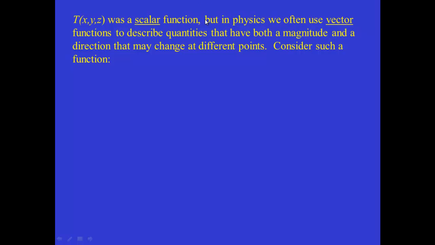But in physics we often use vector functions to describe quantities that have not only a magnitude at different points in space, but also a direction. So let's imagine such a function and call it v of x, y, and z. So for an example, using the room analogy, this could be the velocity of the air in the room at different points, which has not only a magnitude or a speed, but also a direction.